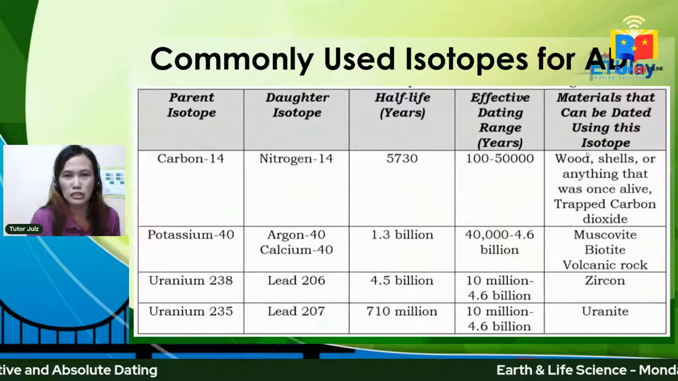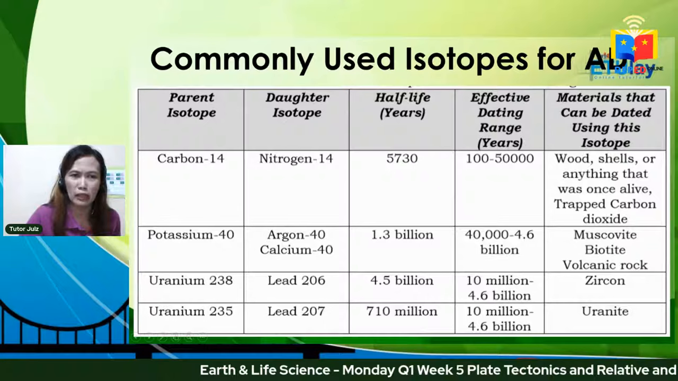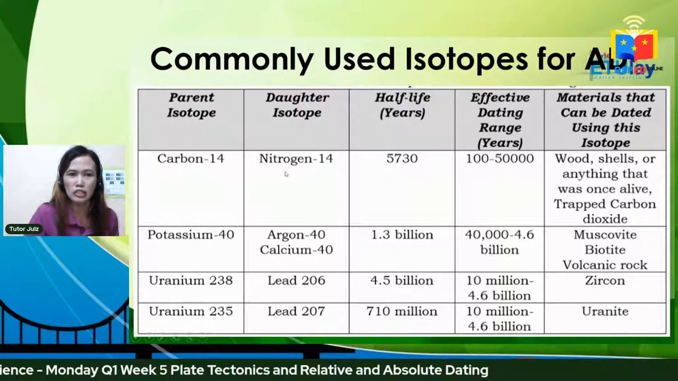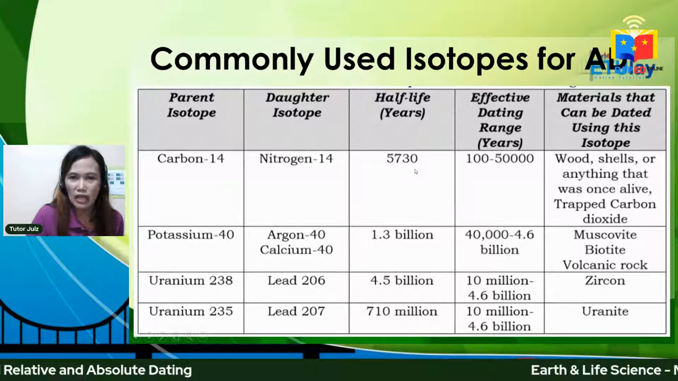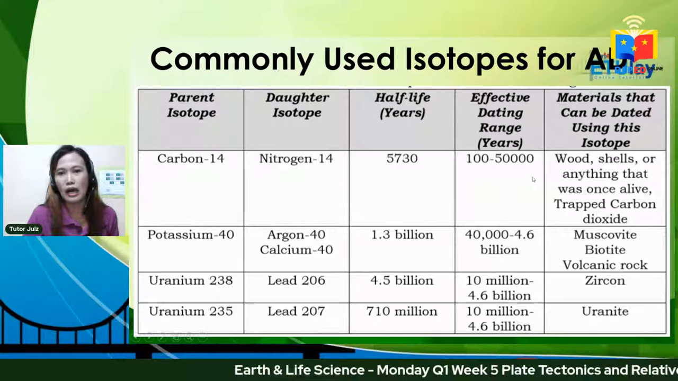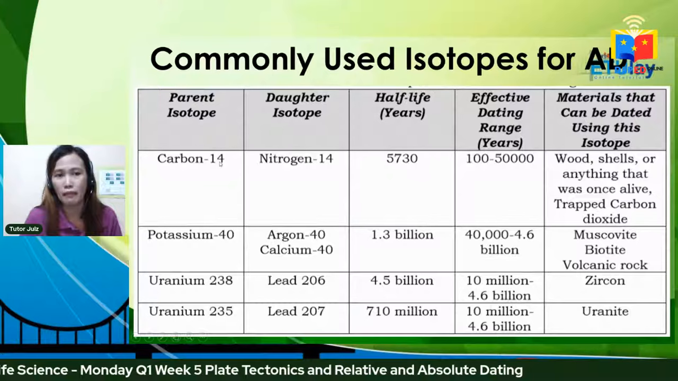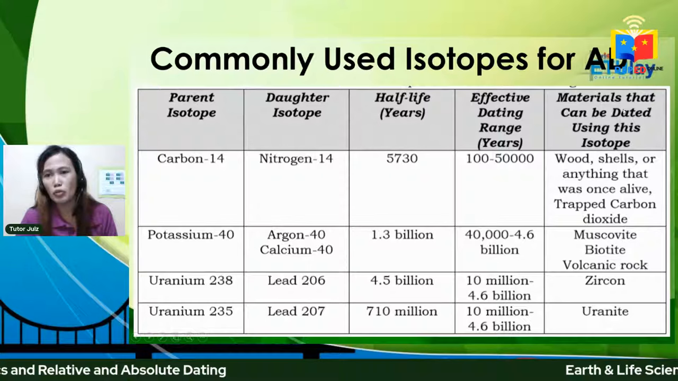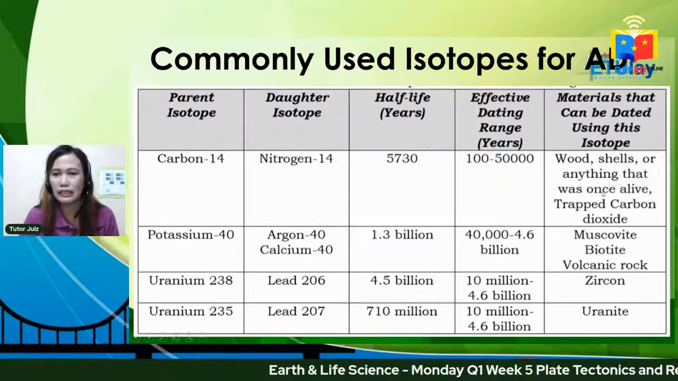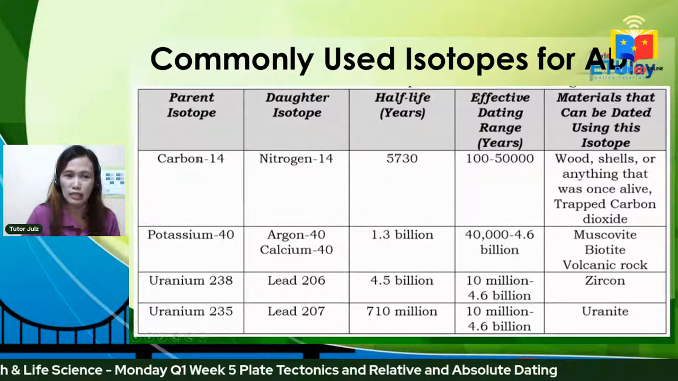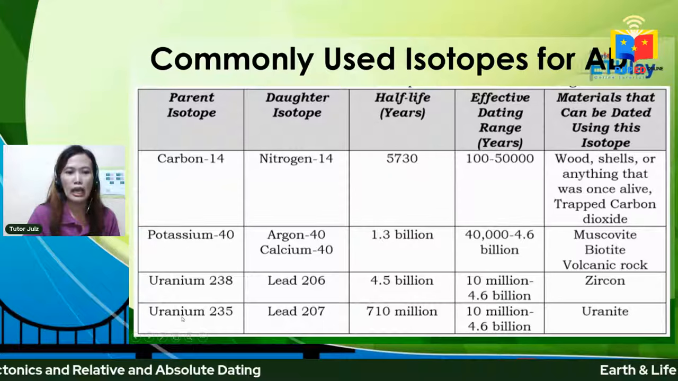And here's the commonly used isotope. When we say isotope, the number of protons is equal, right? Can you still remember that part of your chemistry? The parent isotope here is carbon-14, the daughter isotope is nitrogen-14. And the half-life is 5,730 years. The effective dating range is 100 to 50,000 years. Okay? So normally, to determine the age of the living organism, etong ginagamit na carbon-14. Materials that can be dated using this isotope are wood, shells, or anything that was once alive, which trap carbon dioxide. And then for the rock, they use potassium-40, uranium-238, and uranium-235.